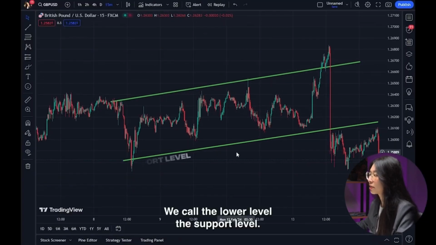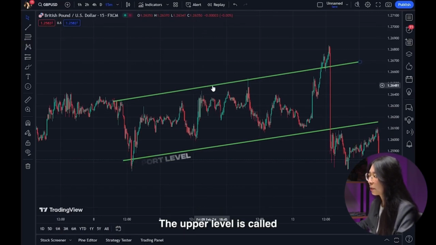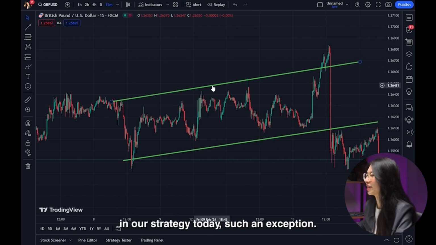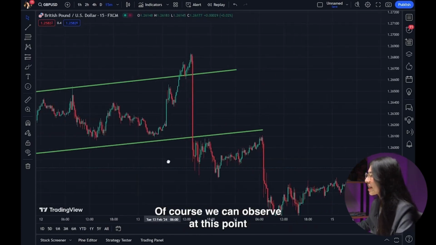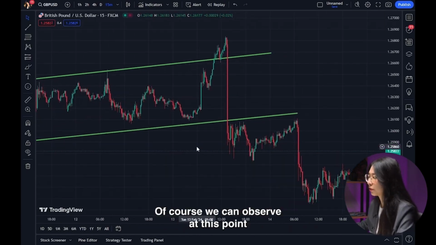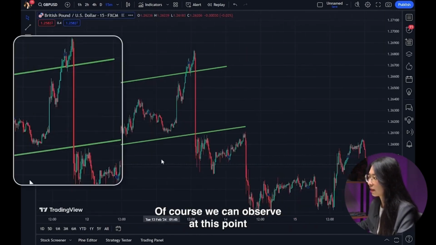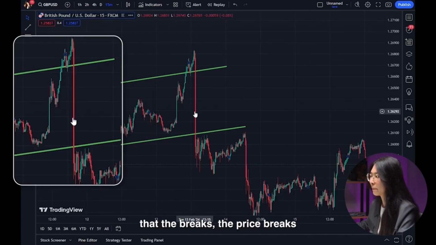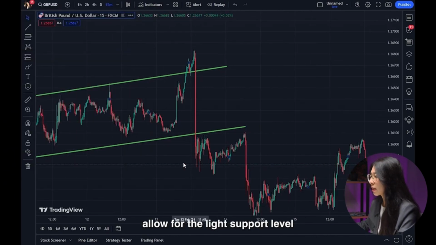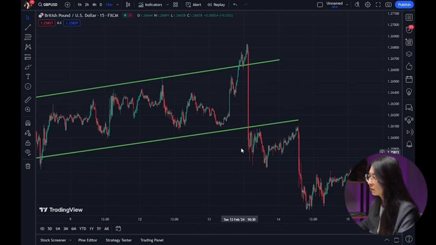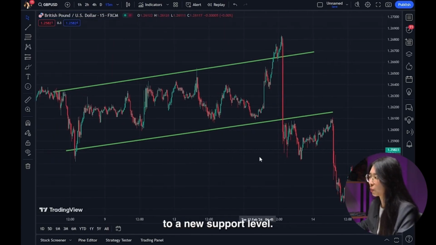We call the lower level the support level, the upper level is called the resistance level, and the price doesn't go beyond these levels, but there are some exceptions. And our strategy today is such an exception, of course. We can observe at this point that the price breaks the lower border, the support level, and after that goes to a new support level.